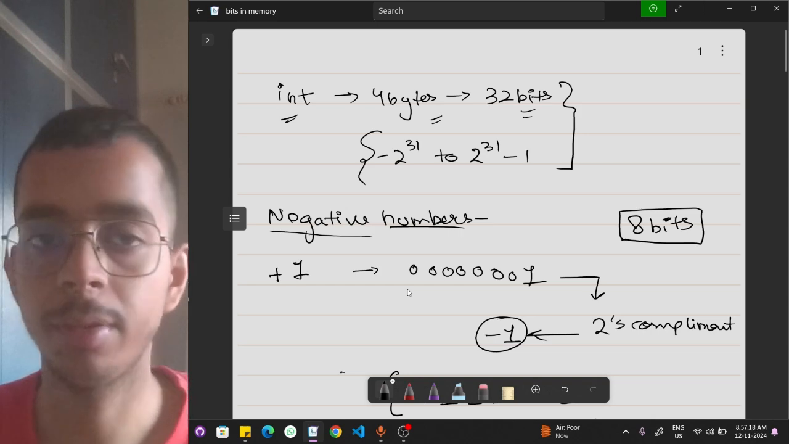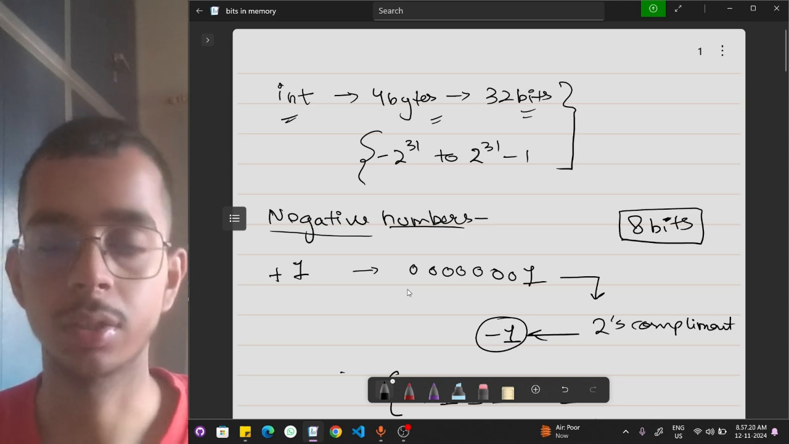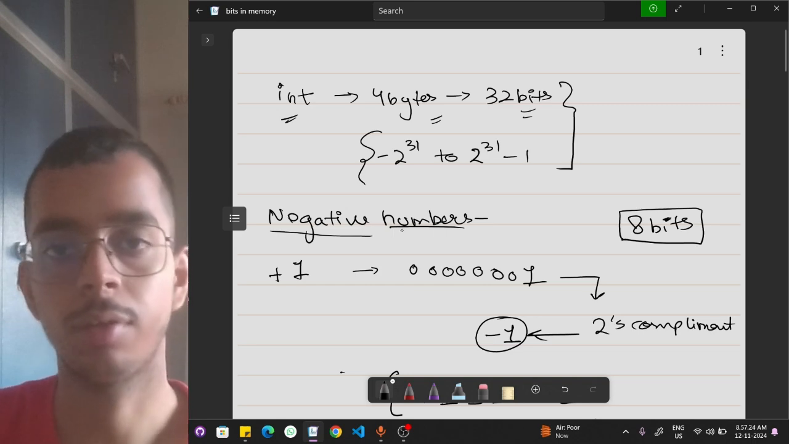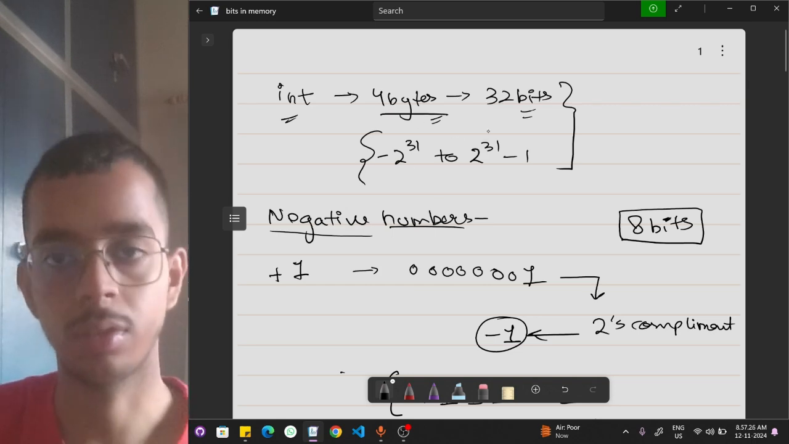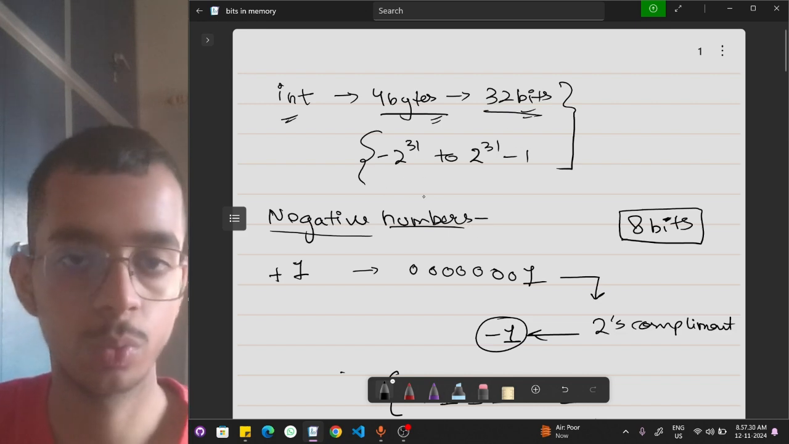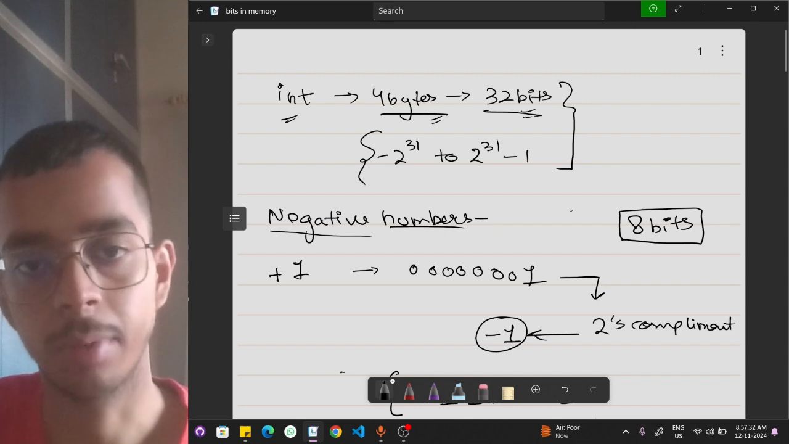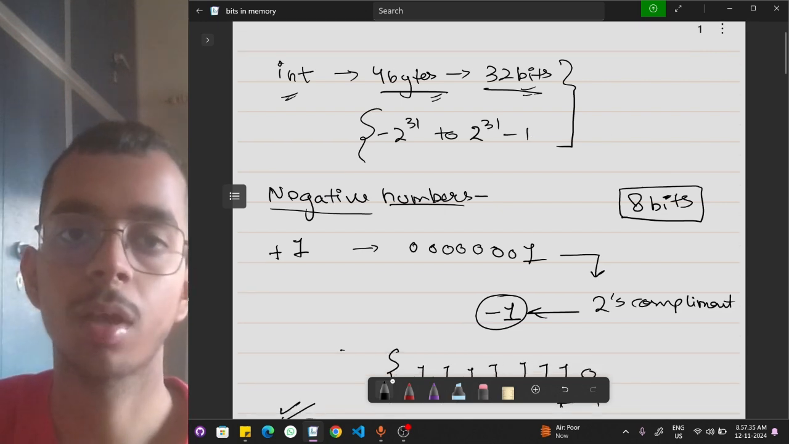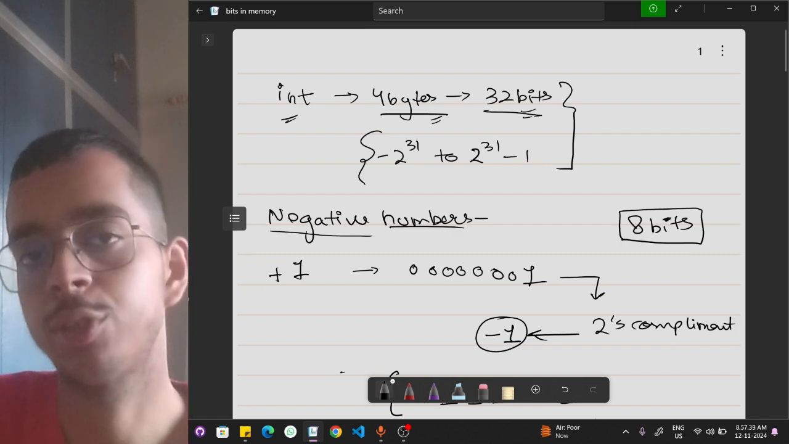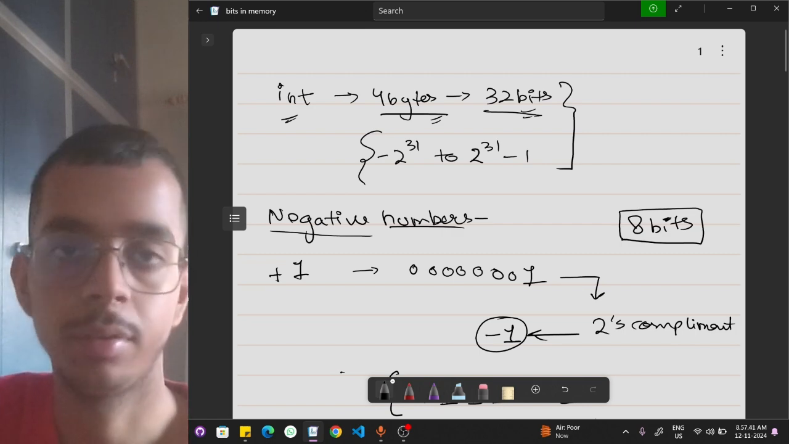Starting with the simple example, that is an integer. If you see the representation of the integer, that is 32 bits. The range is minus 2^31 to 2^31 minus 1. Before that, we are going to see how negative numbers are actually represented in the memory.